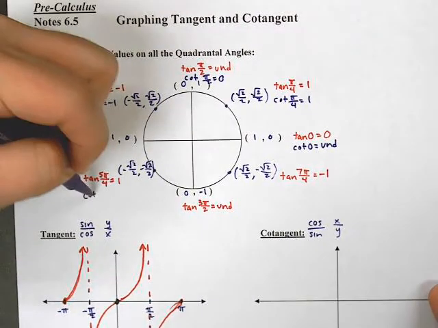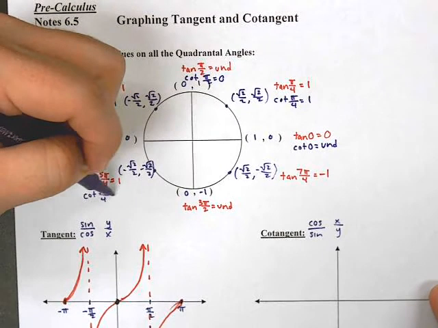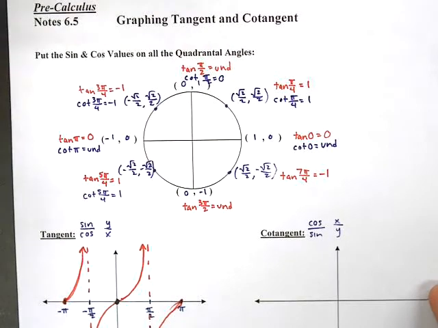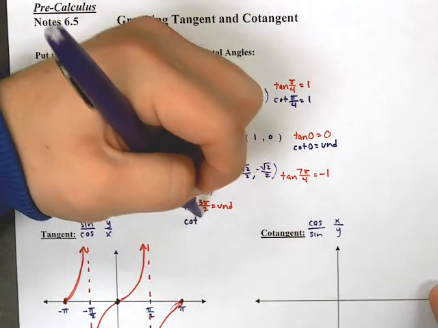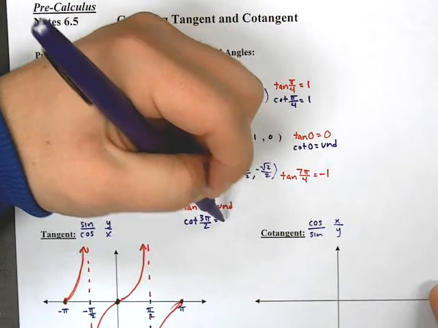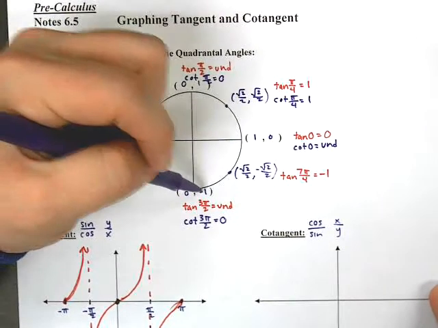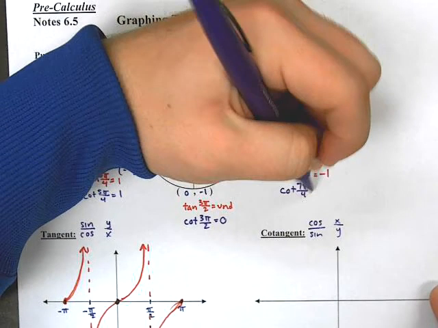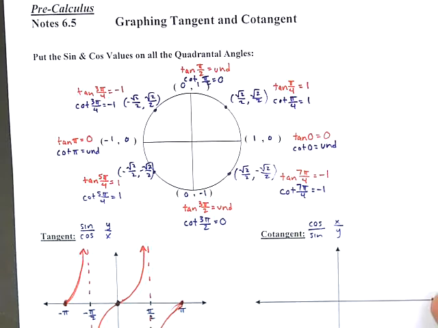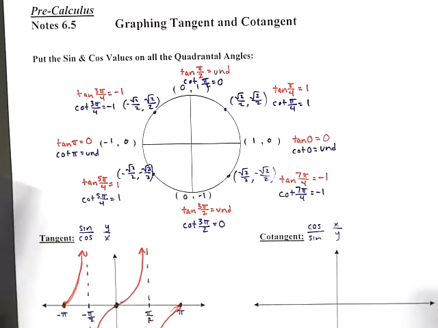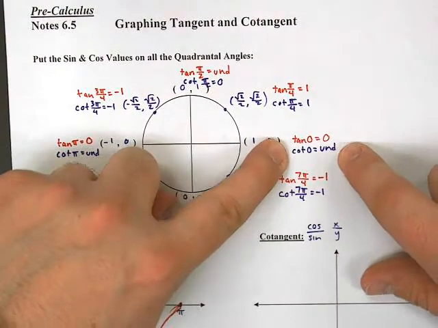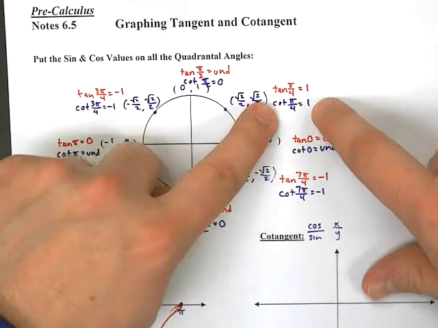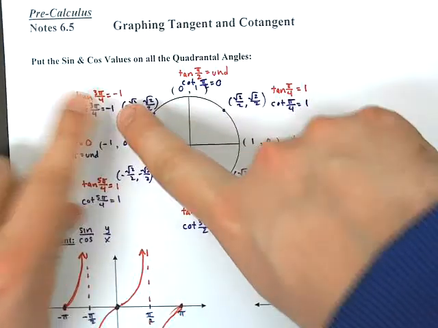So cotangent of 5 pi over 4 should be positive 1. Cotangent of 3 pi over 2 should be 0. Yep, 0 over negative 1, perfect. Last one: cotangent of 7 pi over 4 is equal to negative 1. Once again, I know it's getting a little sloppy, but if you look at the purple, I go undefined, 1, 0, negative 1, back to undefined.